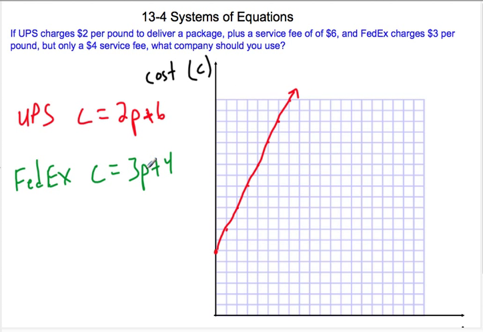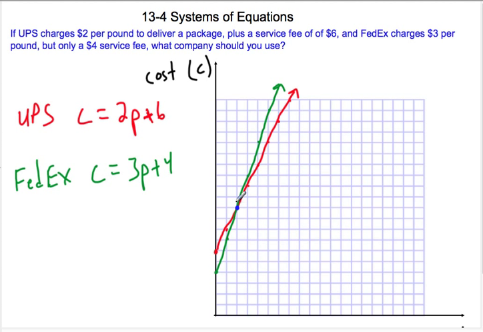So that's the cost is 3p plus 4. So the y-intercept is 4. And then we have a slope of 3, so up 3, over 1, up 3, over 1, and so on, all the way up to here. So when I graph these, what you'll see is that they intersect right at this point here. I'll do it in blue.